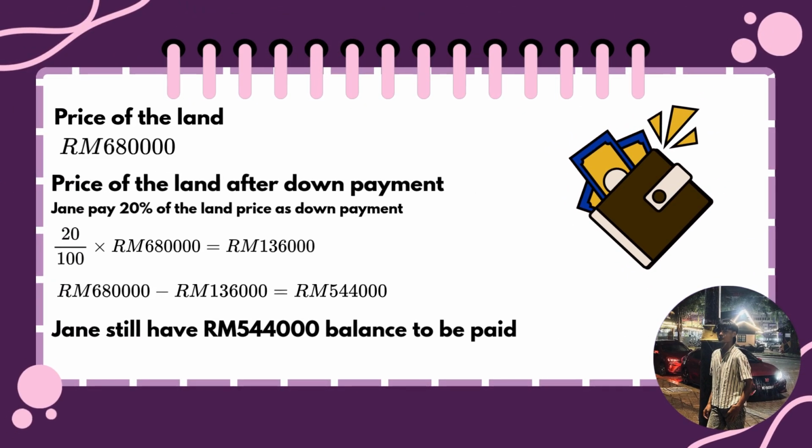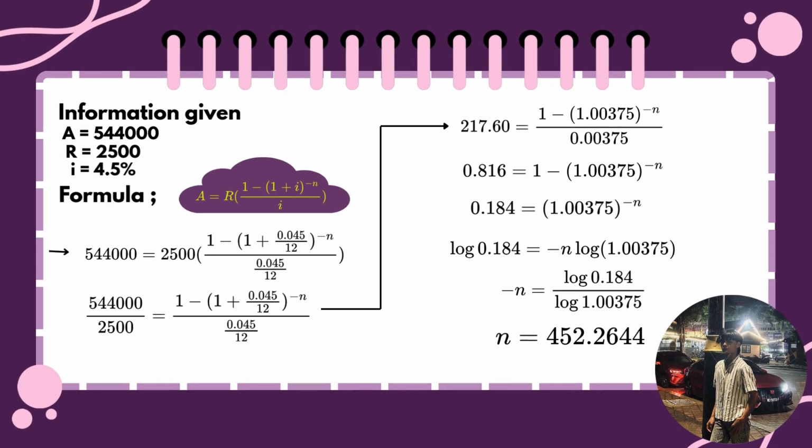The first step we need to do for this question is find the down payment, and we will take 20% out of the 680,000 ringgit, and we will get 136,000 ringgit. Then we take 680,000 minus 136,000, and we will get 544,000 ringgit as the balance due that needs to be paid. With the information given and the formula as well, we just need to put in every piece of information inside the formula, and we can see that we still need to find the power of negative n.